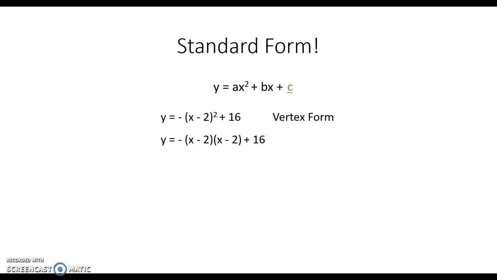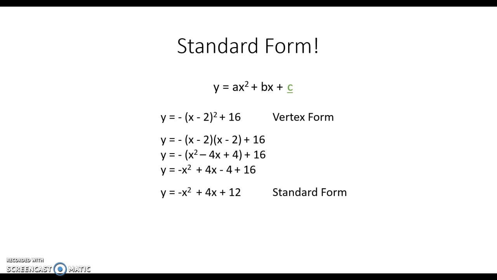Let's do some algebra. Rewrite the x minus 2 squared as x minus 2 times x minus 2. Now we use distributive property to FOIL it out. We still have a negative we need to distribute. Now we can combine like terms. It looks like we are left with standard form, where a is equal to -1, just like it did for vertex form, b equals 4, and c is equal to 12. Great! So we found our c value.